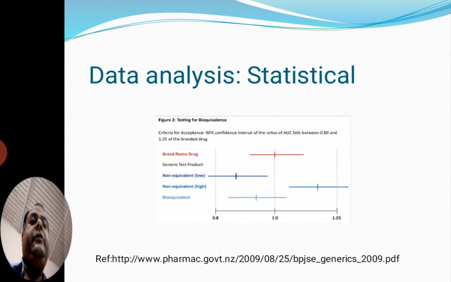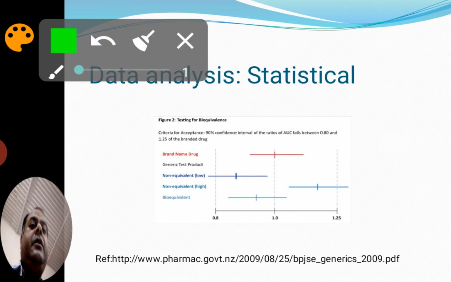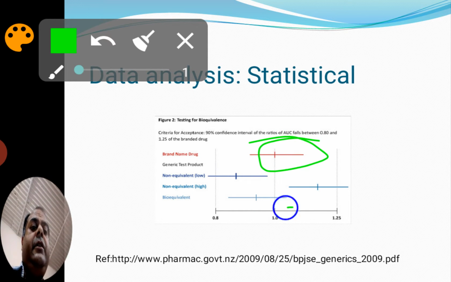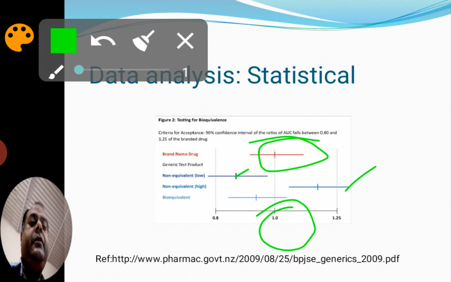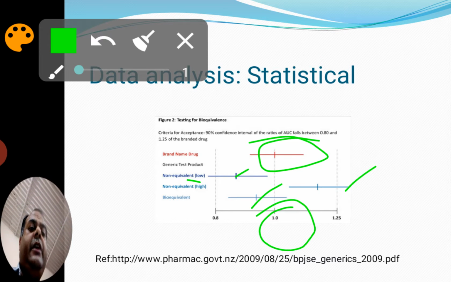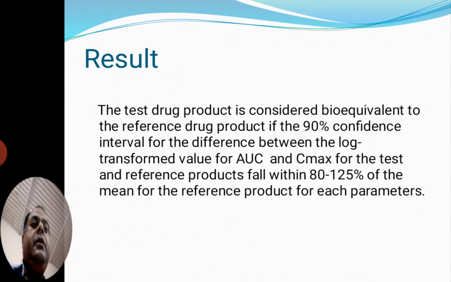So this graph shows the statistical data analysis. In this graph we can see that the innovator product or branded product is at 100%, and the ratio is 1. These products are bioinequivalent because they are out of the range, and this product is bioequivalent because the AUC range and the Cmax range are within the range, that is between 80% to this one. So let us talk about the results.